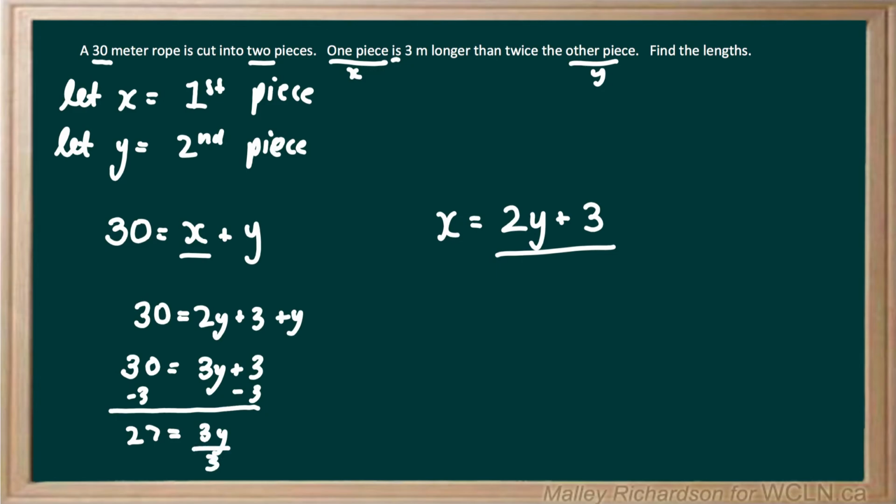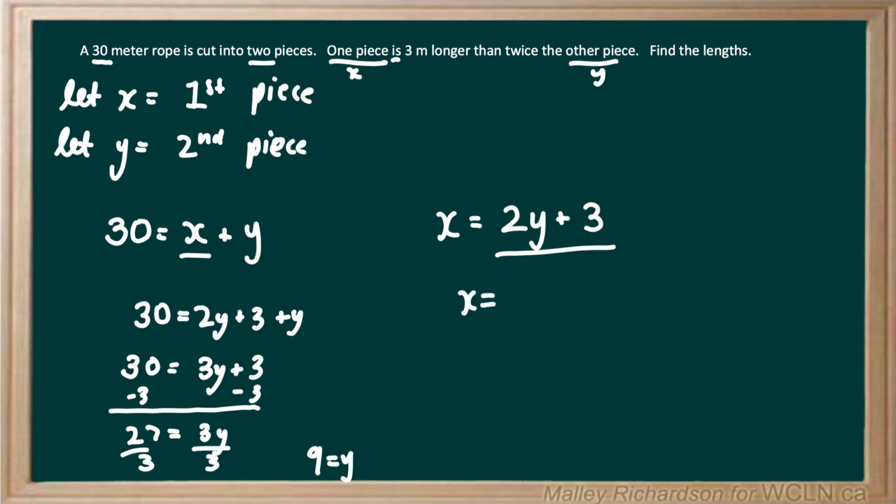Then we want to divide both sides by 3, so 27 divided by 3 is 9, which equals y. So now we have the length of our second piece, but we still need to find the length of our first piece, x. So we'll go back to our equation of x equals 2y plus 3, but wherever we see a y, we're going to replace it with a 9.